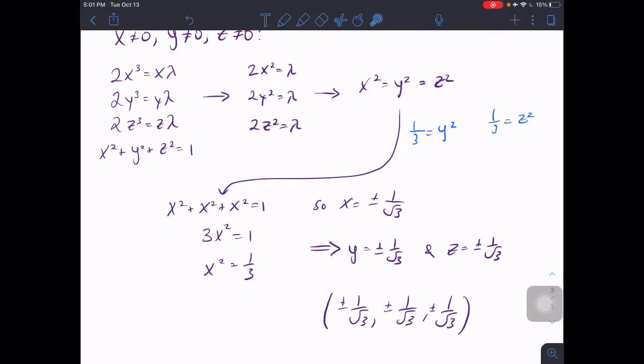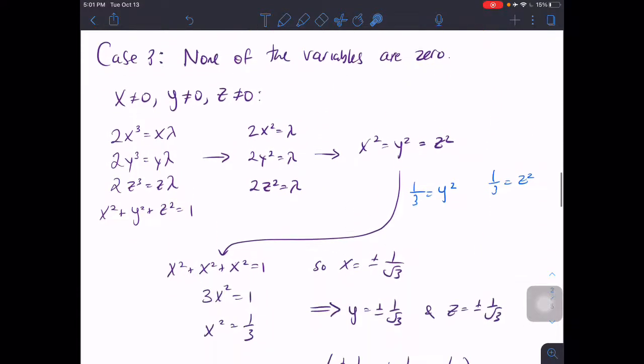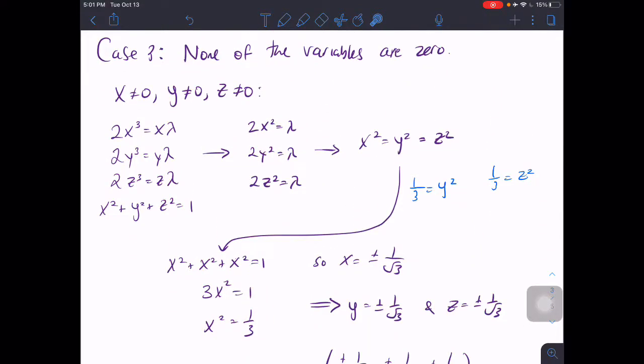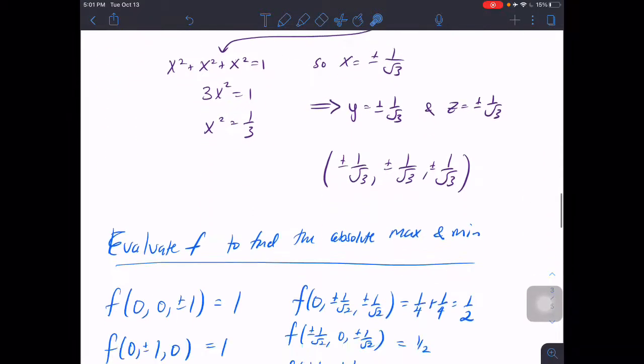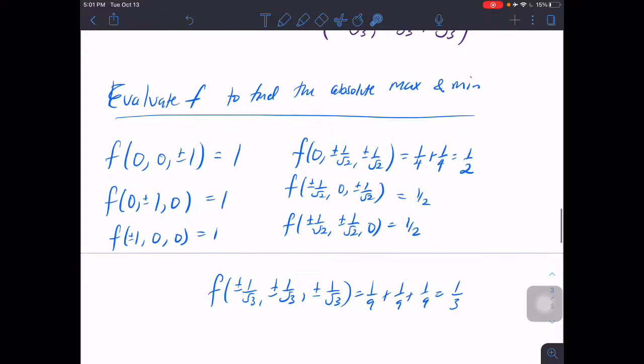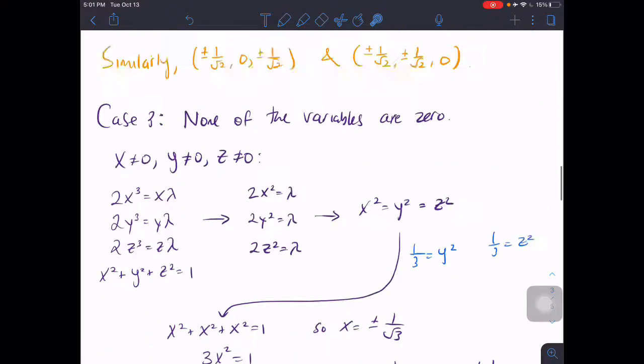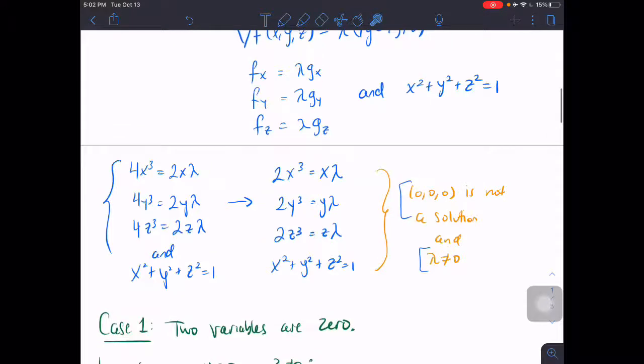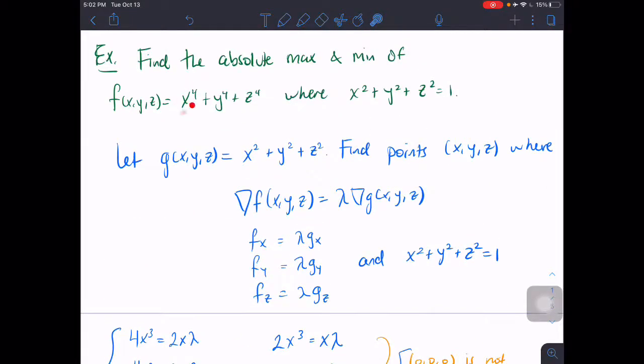So see, it's a very dense algebraic problem, and there's a lot of organization you need to do, okay? So to finish it off, let's evaluate the function at all those points. Notice that because the function itself, let me go back up to the function, is x to the fourth, y to the fourth, and z to the fourth, it doesn't matter if you plug in a plus or minus value for x or for y or for z, because they're going to be raised to the fourth power anyway, so they'll become positive regardless.